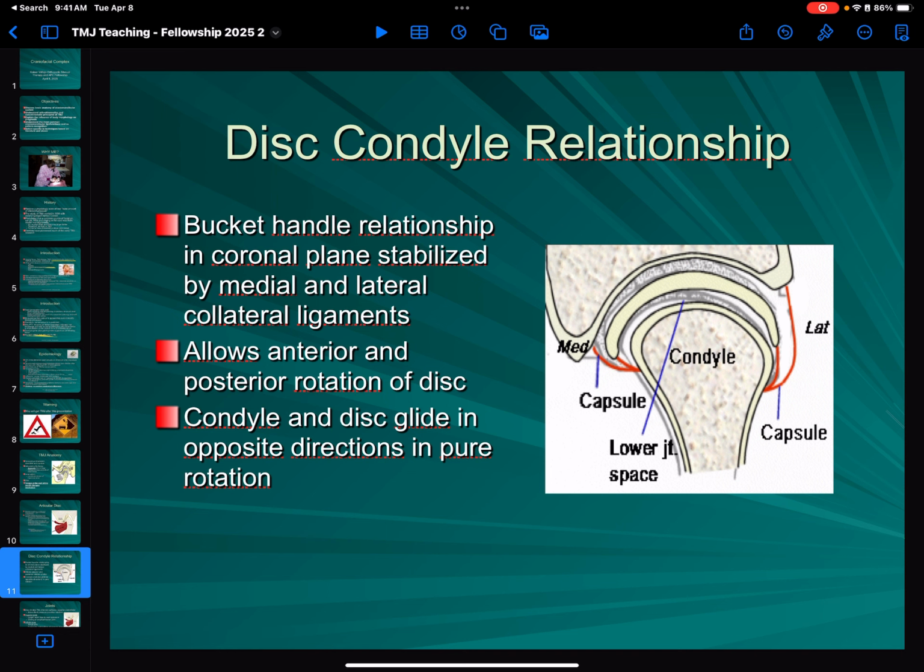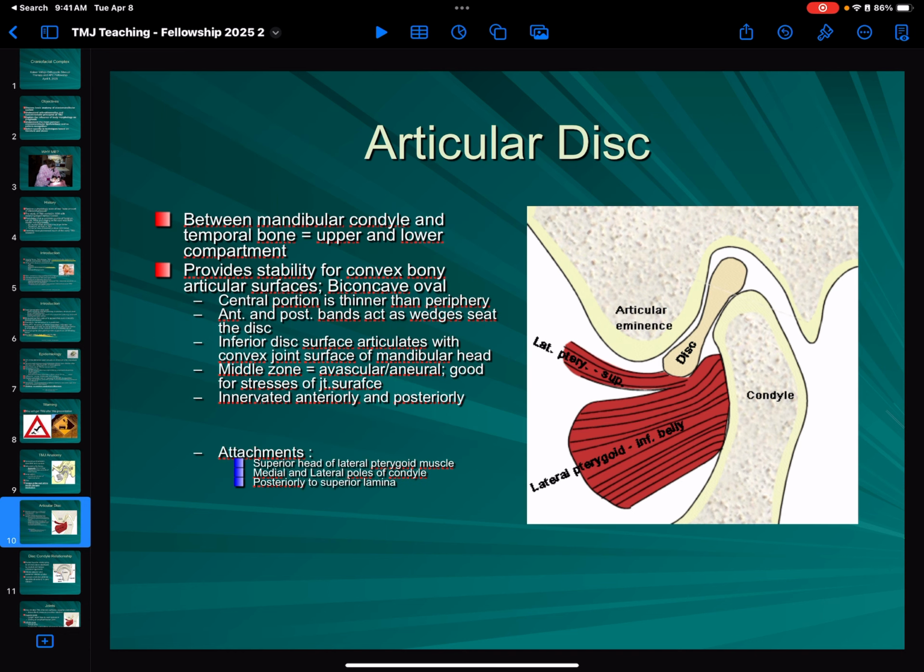The way I've heard Rockabato describe it is like being on a horse with a saddle. You're not going to be very stable unless that saddle is tightened up. That tightening of the condyle against the disc provides stability, and that's where the bucket handle relationship is. As you rotate the condyle, the disc goes in the opposite direction.